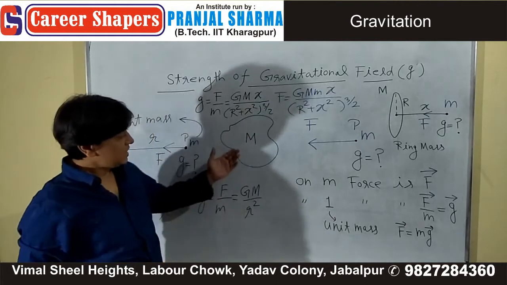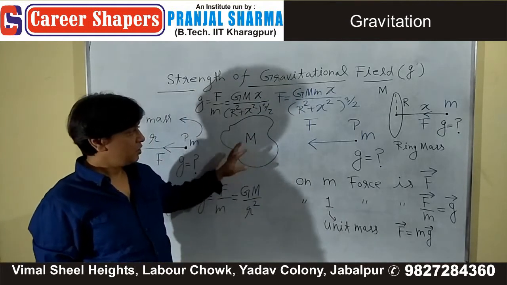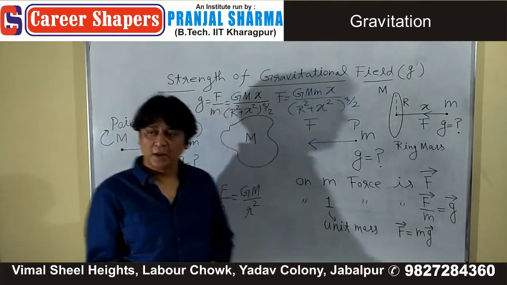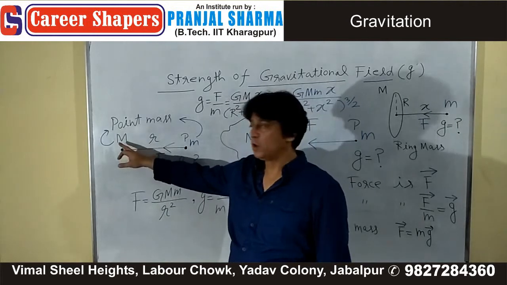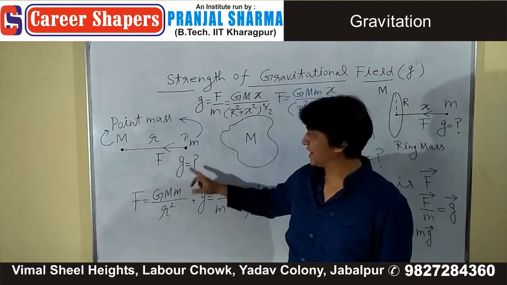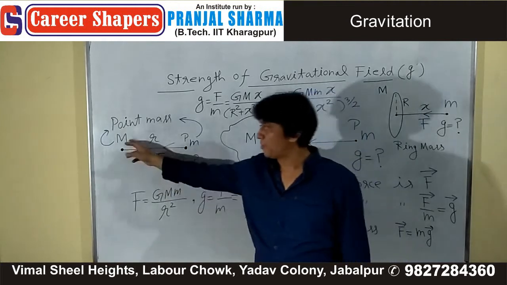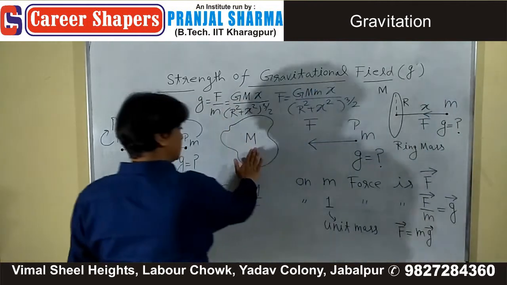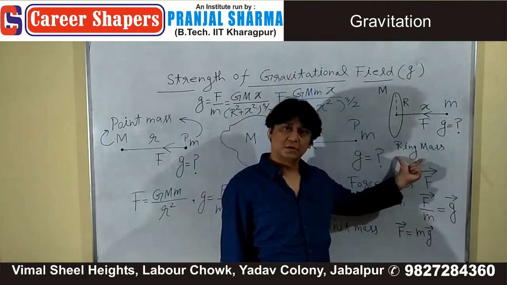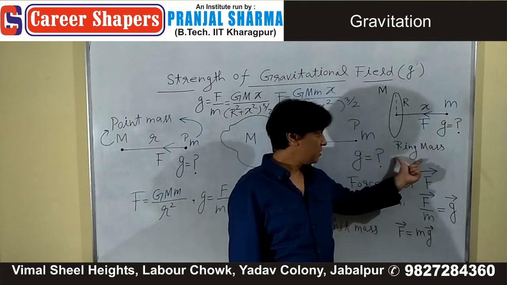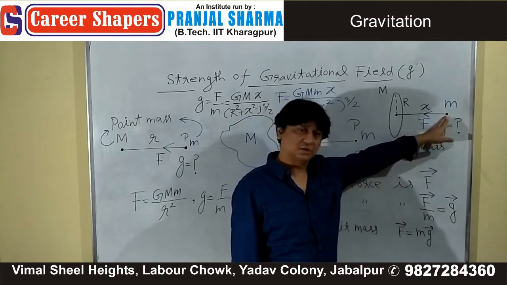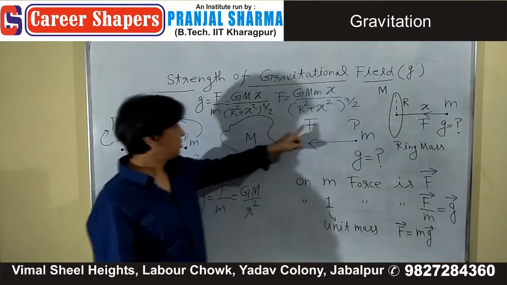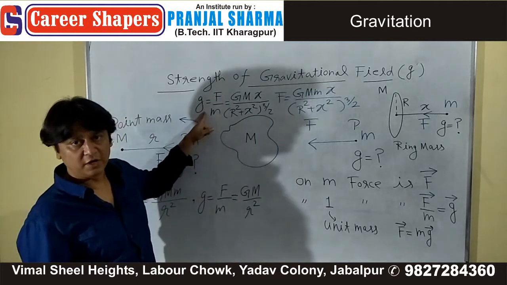So that was your random mass body. We have no idea what this force is, but when this random body becomes a point mass, we know the force and therefore we can calculate g. And g over a point mass is Gm upon r square. When this mass body becomes a ring mass, again we know what force a ring mass produces on the axis. Since we have that force, we can calculate the strength of gravitational field on the axis.